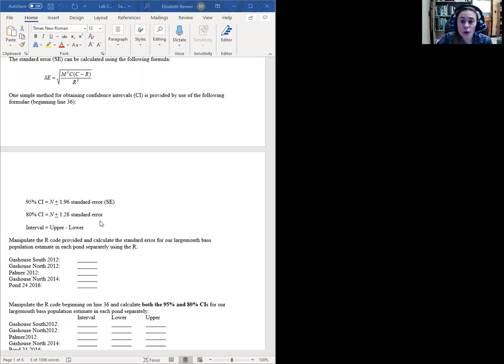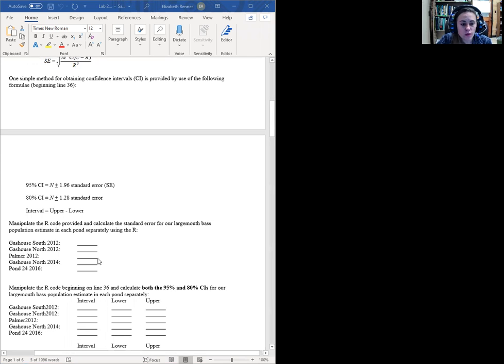Okay, so we're going to start opening up some code and look at the R code provided, and calculate the standard error for our largemouth bass population estimate. We're going to do it separately for R. You'll put those values in here when you go through R.